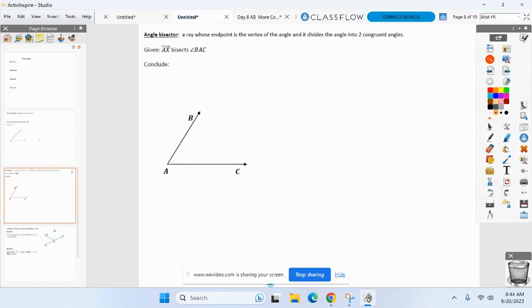It's pretty easy. Take your compass, put it on vertex A. Make an arc that goes through both rays. Grab your pencil or pen and mark the 2 points of intersection you just made on your angle.